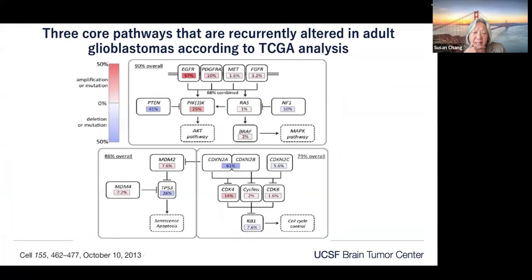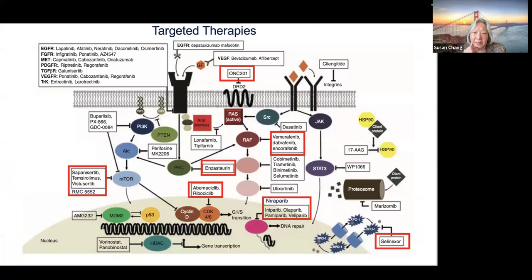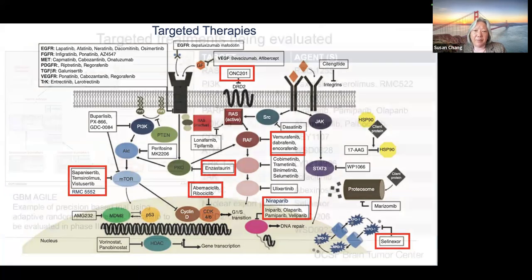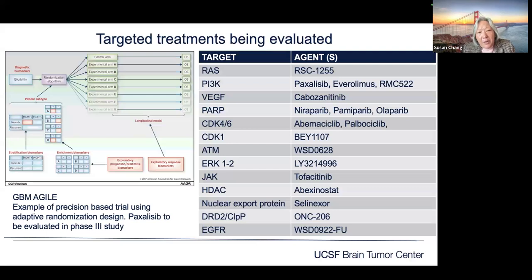It has been many years now that we've identified the different pathways that are altered in glioblastoma, according to the TCGA analysis, which was done in 2013. As a result, we know there are many targeted therapies, and this is probably already outdated in terms of the types of drugs used to target these pathways. But what is very exciting is the way in which we target these treatments and how we study them using adaptive randomization designs. GBM Agile is one example of how we understand specific targets and what agents are being used.